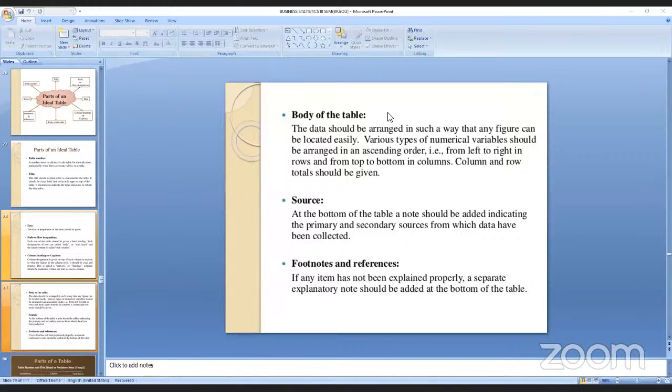It should be arranged from left to right, that is, in a row. That is on the top of the column, that is, to the bottom in a column. And the row and column totals should be given.